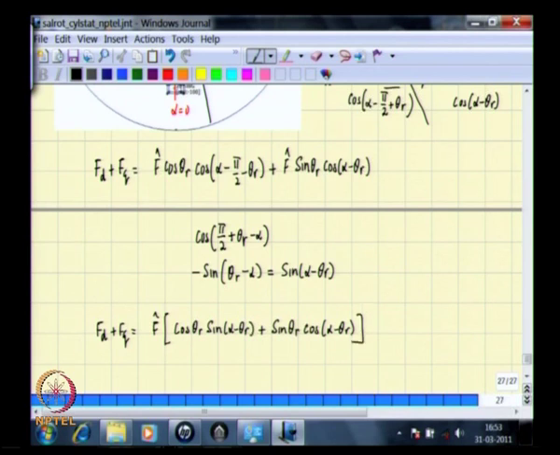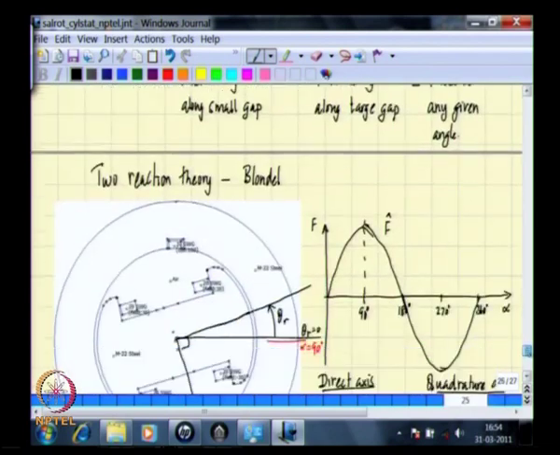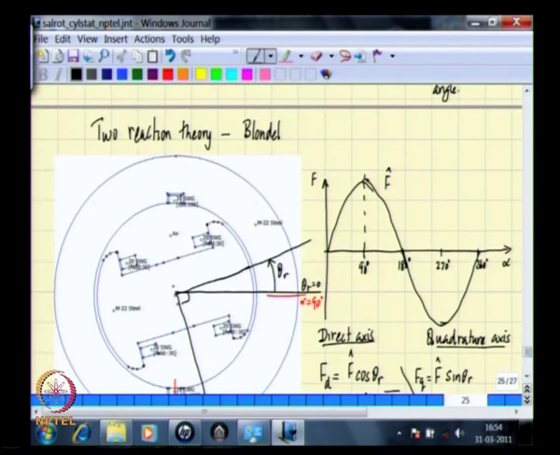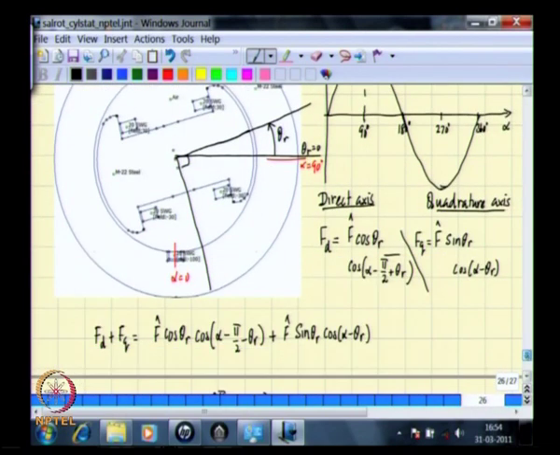So, this is of the form sin A cos B plus cos A sin B, and therefore this is f hat into sin of alpha minus theta r plus theta r, which is nothing but f hat sin alpha, which is the waveform that we have drawn here. Therefore, Fd plus Fq gives you the original MMF back.